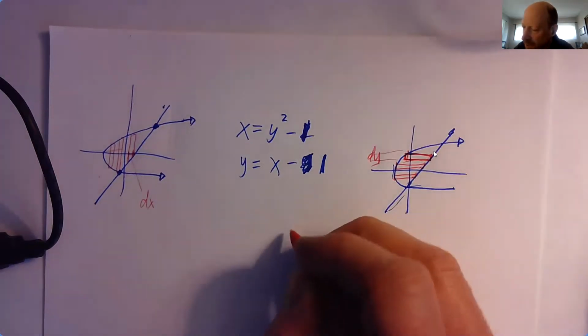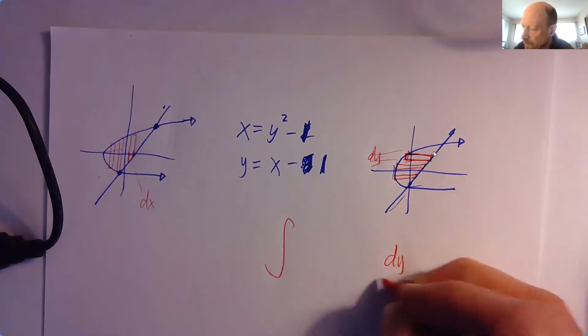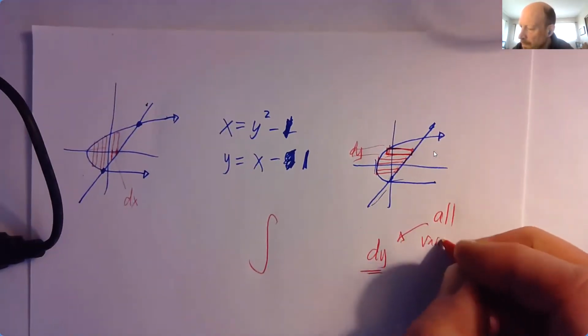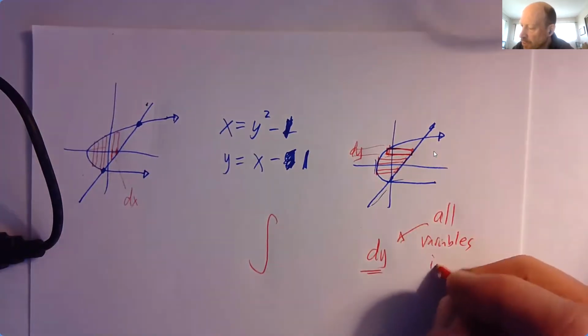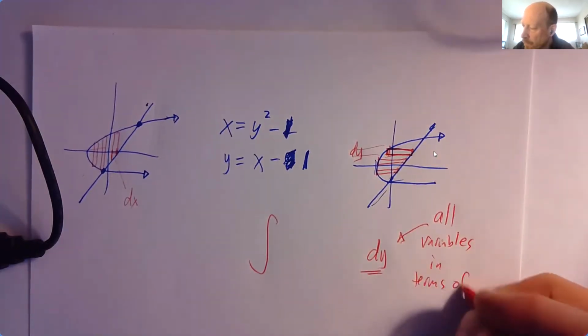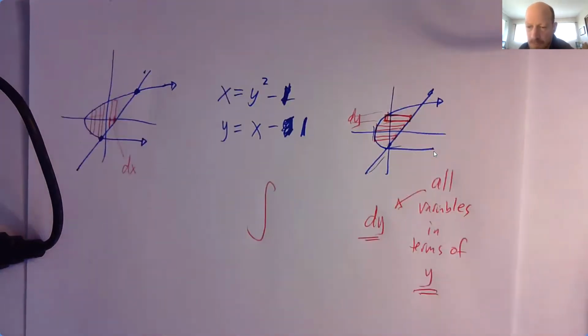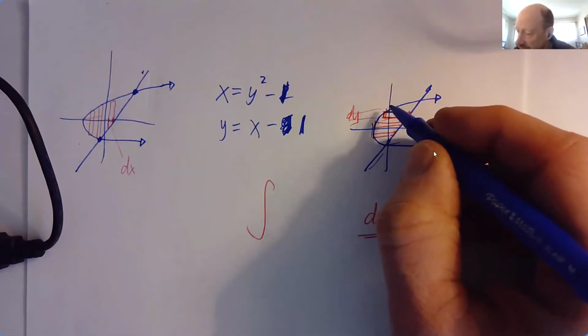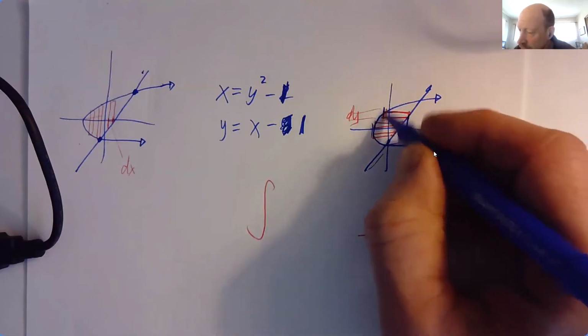And that dy piece is important. That actually tells me that all variables should be in terms of y. Y is my new variable here because of that expression being dy. Now I still need to figure out the height, which in this case is sideways, of this slice.